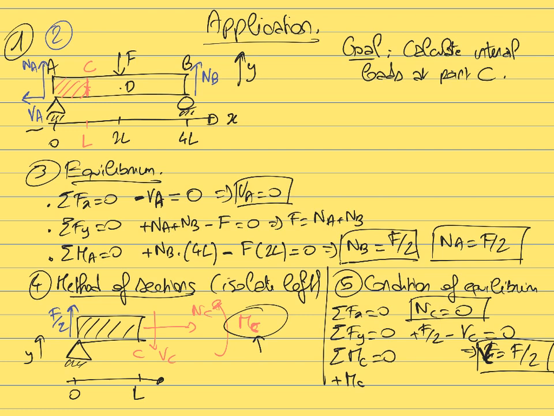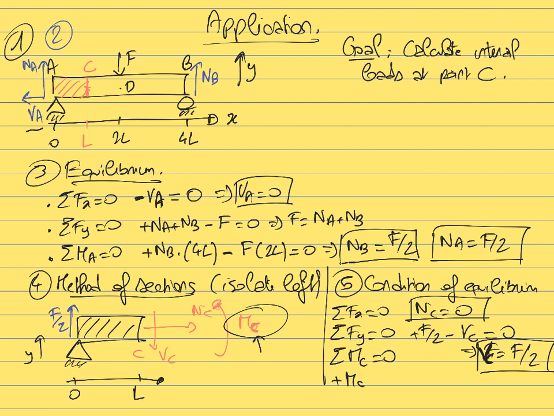VC and NC, their line of action is going through the point C. So those NC and VC forces will have a 0 moment about the point C because this point C is on the line of action of those 2 forces. So we don't need to worry about them. And that's why it's always good to calculate the moment about the point at which you are cutting the materials, because it means that necessarily this point will be on the line of action of the 2 vertical and horizontal unknown forces at this point at which you are cutting the material.